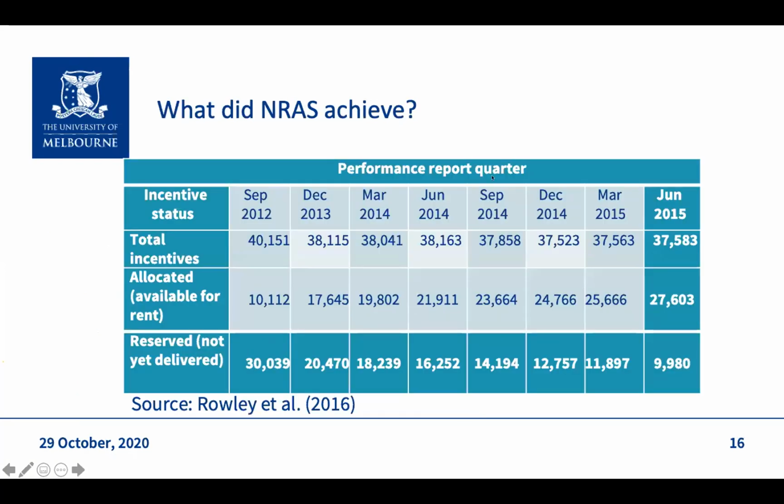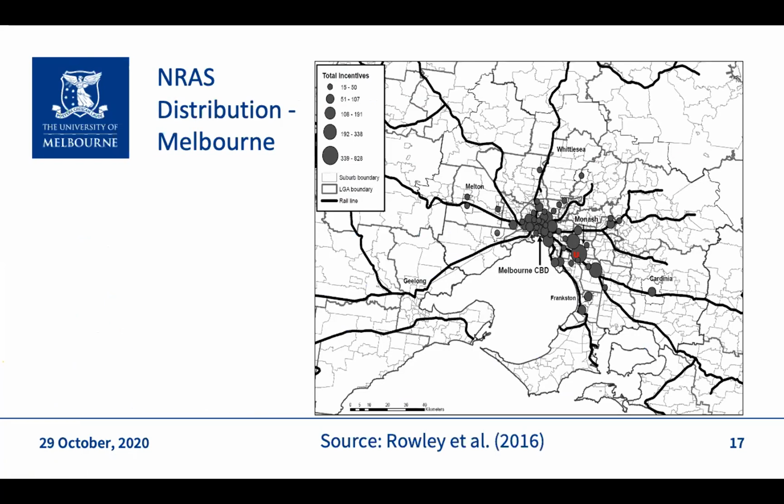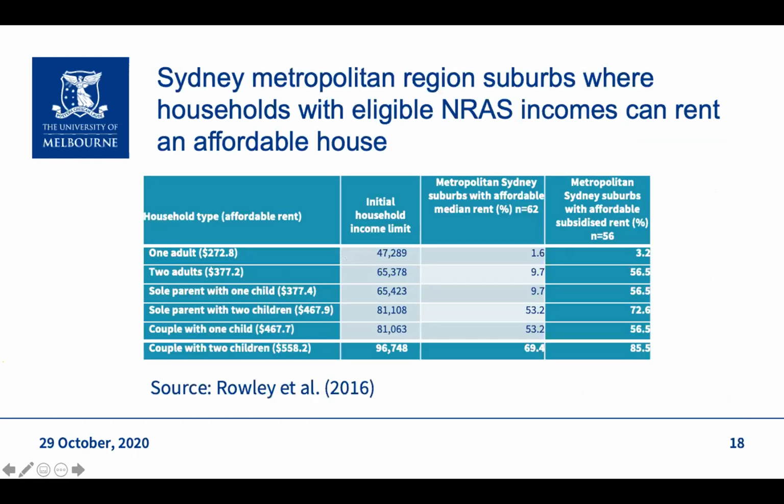So what did NRAS achieve? Over a period of time, though it didn't achieve 50,000, it did achieve 37,000 until 2015. In terms of distribution or location, this is a map for Melbourne, and you can see similar maps for other cities, but essentially these dwelling units were built largely in the core center CBD, near the transportation locations. And I think it probably makes more sense there, because that's where most of the demand for such kind of units would be.